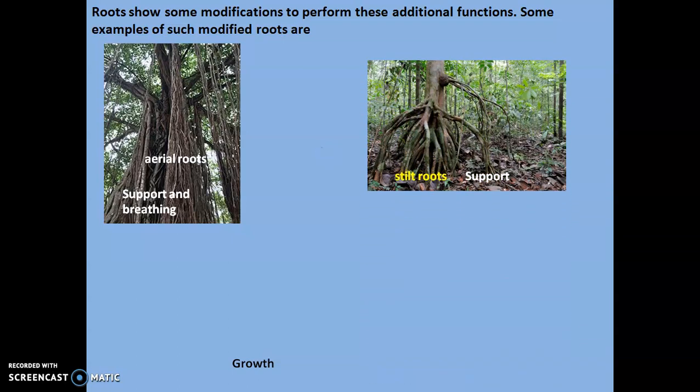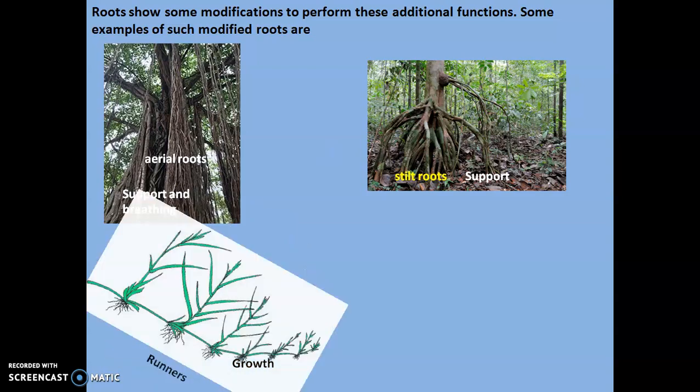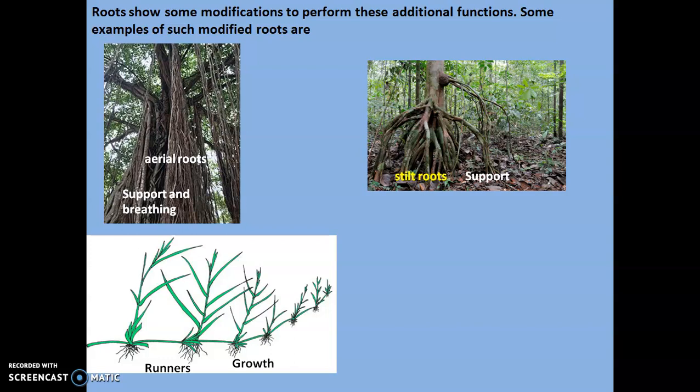Then we have the stilt roots. These are adventitious roots, just now we studied. That is basically for the support. Then we have the runners. Now runners are mainly seen in grass. You all have lawn or grass. See, this is the grass and these roots help the grass to grow.